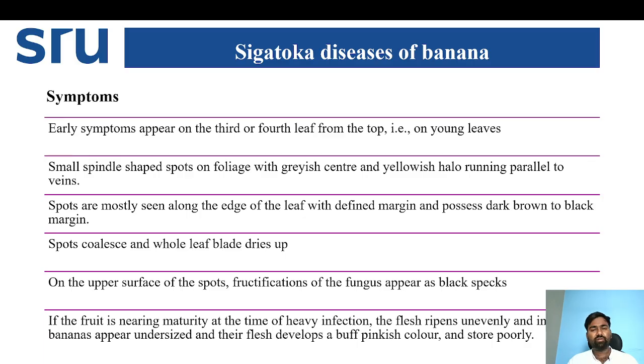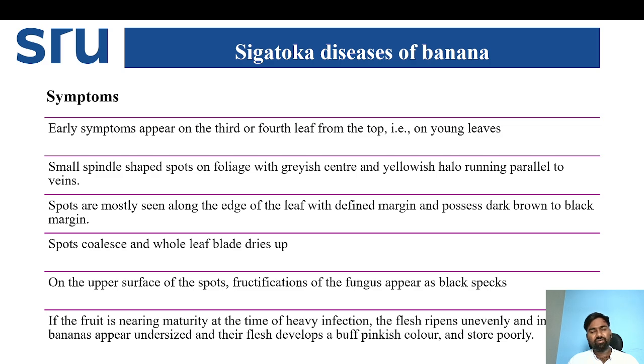Let's start with the symptomatology of Sigatoka disease in banana. Early symptoms appear on the third or fourth leaf from the top, that is, mostly on young leaves. Then small spindle-shaped spots form on the foliage with a greyish center and yellowish halo, running parallel to the veins. Spots are mostly seen along the edge of the leaf with a defined margin and possess a dark brown to black margin. Spots coalesce and the whole leaf blade dries up. On the upper surface of the spots, we can see fructification of the fungus, which appears as black specks.